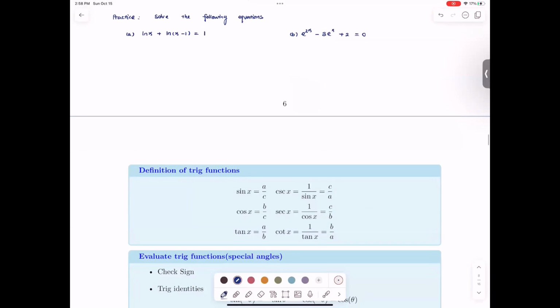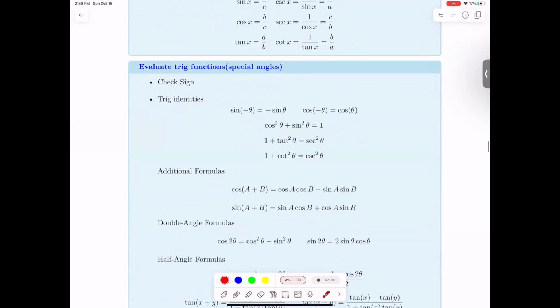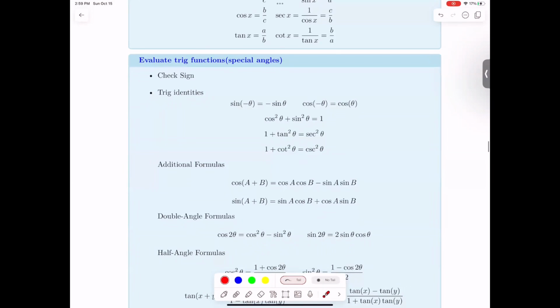You guys done? Gonna move on? I'll post this, by the way, so don't need to copy anything. Definition of trig functions. You should remember they are the reciprocal. Reciprocal and inverse are not the same thing. People keep thinking reciprocal and inverse are the same thing, but they are not. This is reciprocal, this is not the inverse. Other than that, there's not much to say. When you evaluate the trig functions, you should always check the sign.